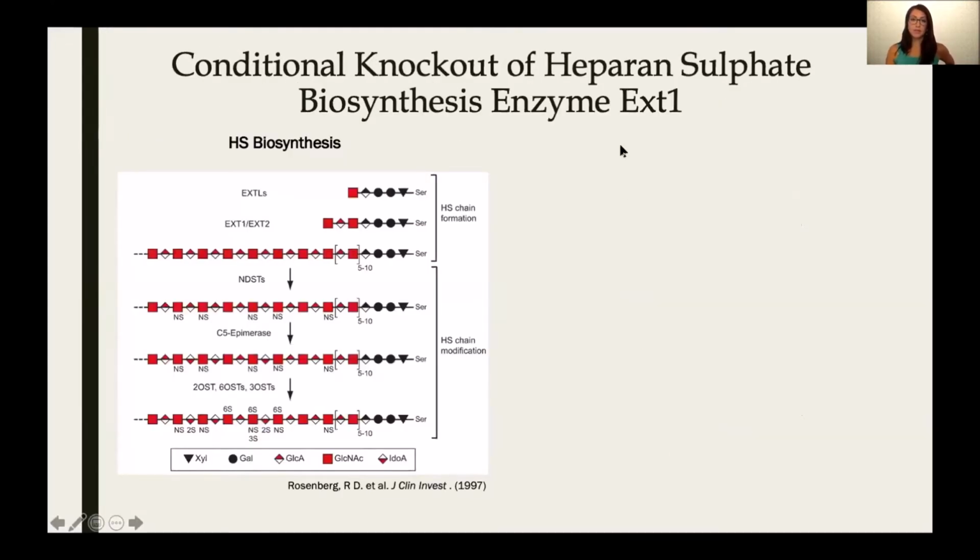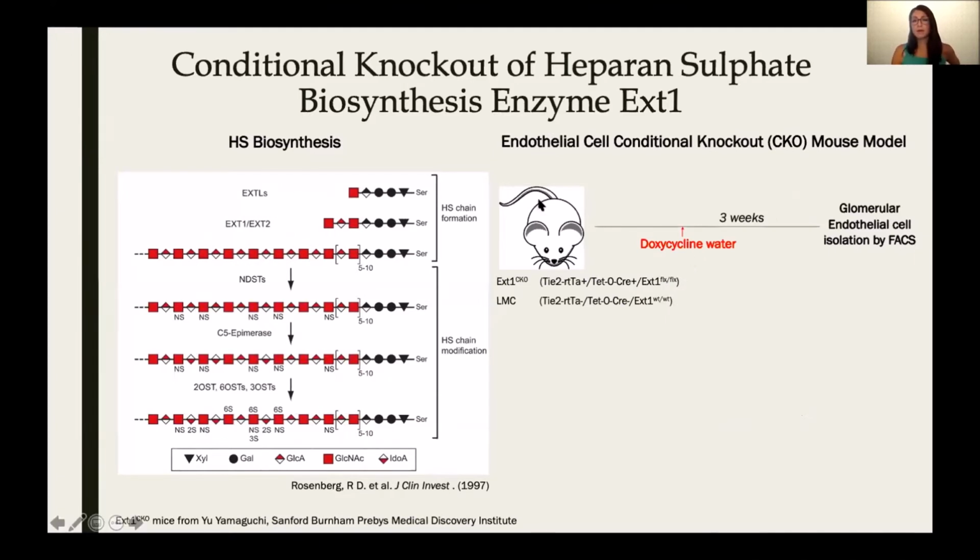Okay, so now we move on to the transgenic mouse model that I mentioned. This is a schematic of HS biosynthesis, and you can see one of the first things that occurs is HS chain formation. This is accomplished by HS polymerase, which is made up of two separate enzymes, EXT1 and EXT2, and both of them are required for HS chain formation.